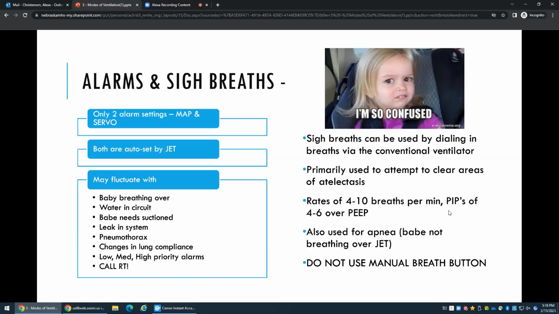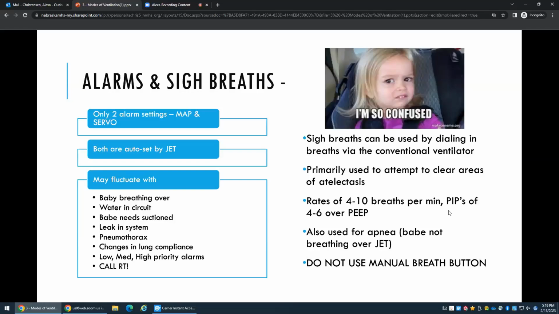Most of the time in that case, we just need to increase the jet settings, but some physicians will give a sigh breath to keep their heart rate and their SATs from dropping. They give them those sigh breaths 4, 5, 6 times a minute. It will primarily be used though to clear the areas of atelectasis.